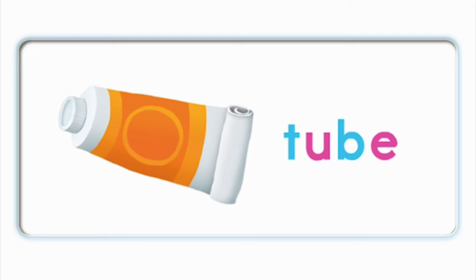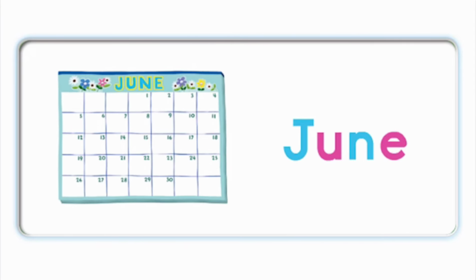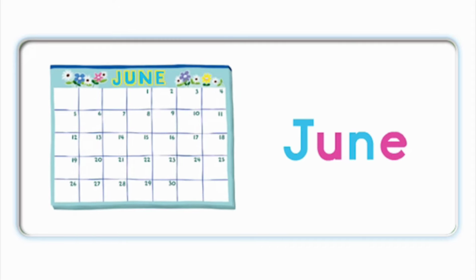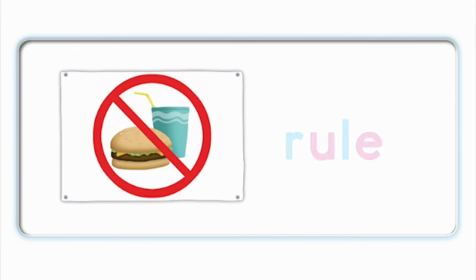B. Tube. T. Ooh. B. Tube. J. Ooh. N. June. T. Ooh. N. Tune. R. Ooh. L. Rule.